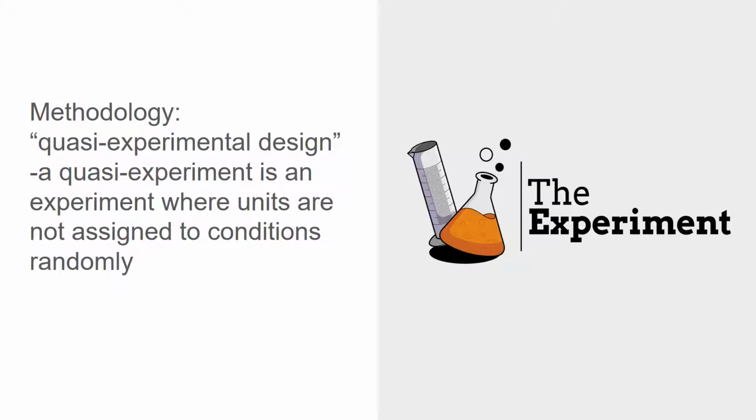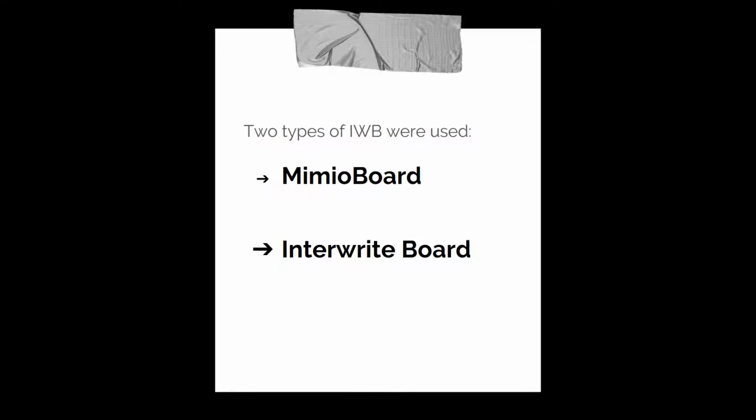The method they used to gather their information was called a quasi-experimental design. So if you're not familiar with that, it is an experiment where the units are not assigned to conditions randomly. They purposefully picked and chose what was going to happen and what students went with. Now the two different kinds of whiteboards they did use in the experiment were the Mimeo board and the InterWrite board. And I'm not familiar with either one of those.